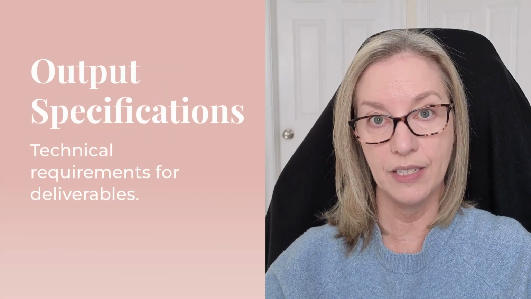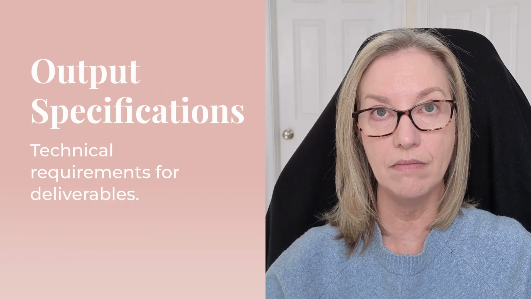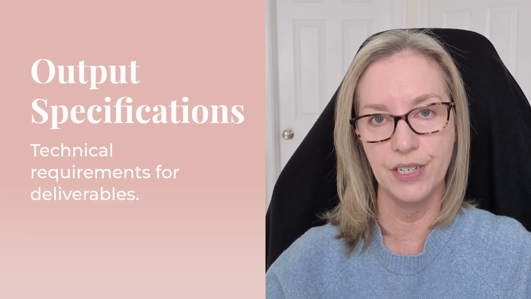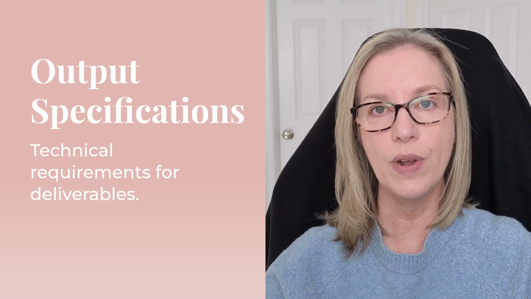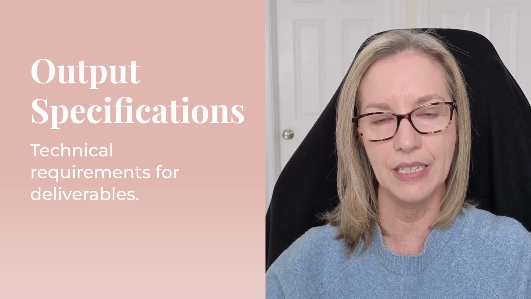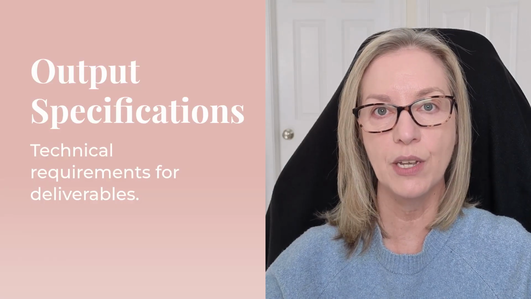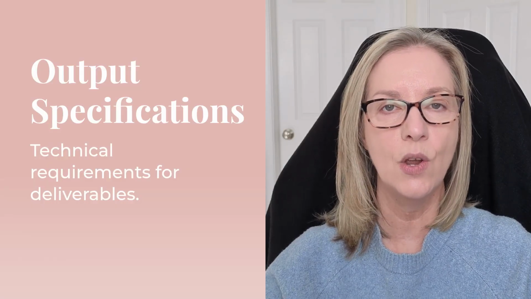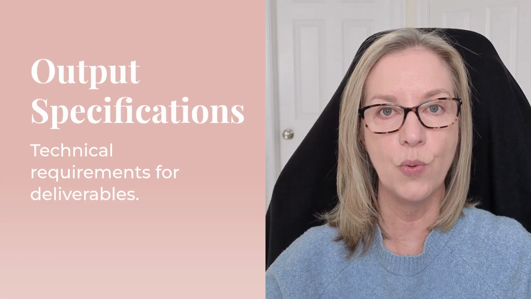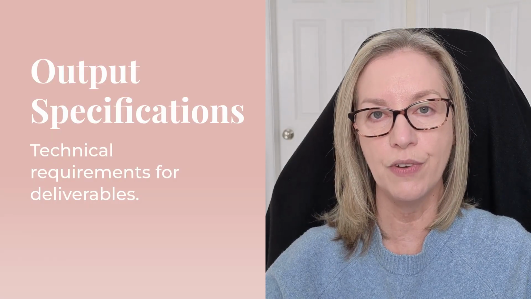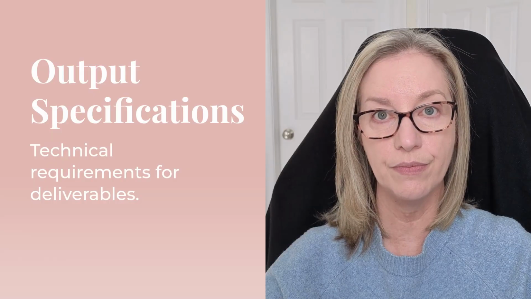Number 9 are output specifications, and this may or may not be something you need to include, but it's really the technical requirements for deliverables. And it ensures that whatever output Claude gives you, it's immediately usable without reformatting. So some examples of this would be Instagram carousel posts should be 8 to 10 slides with 10 to 12 words per slide. Or a blog post should be 800 to 1200 words with clear section headers.